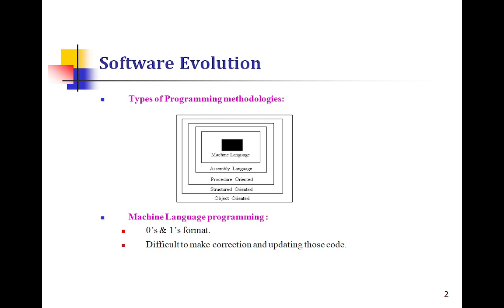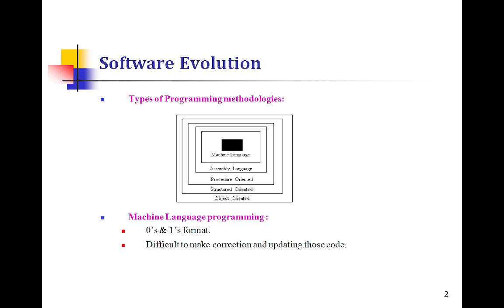Object oriented programming, that's the next one. Here the program is written with the help of objects. It can have a set of classes. We create an object for a class, and by using the object, we can access all the variables and functions of that class.